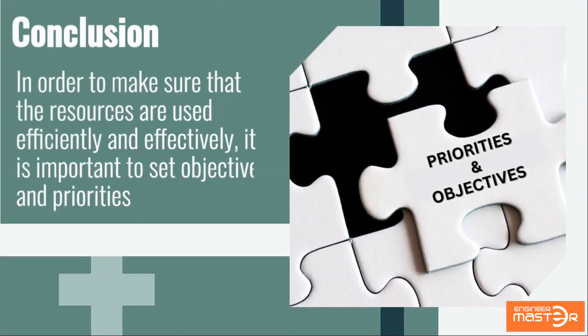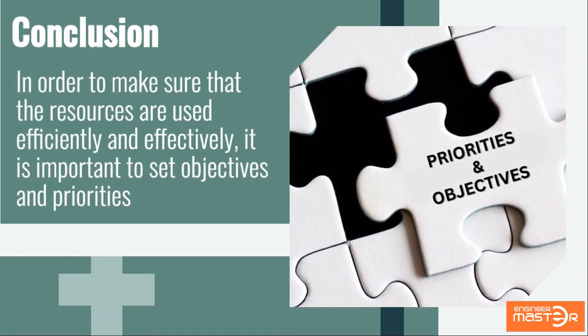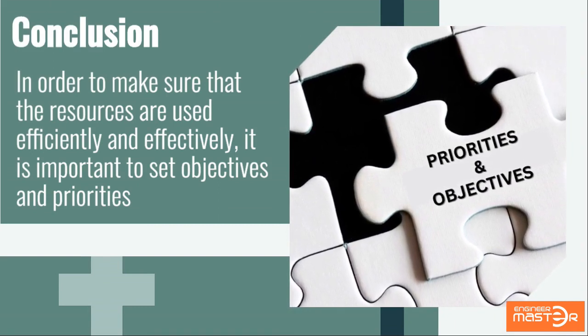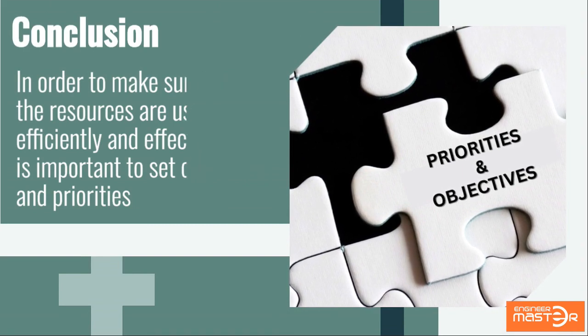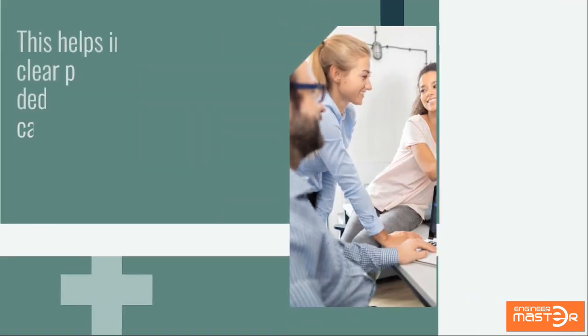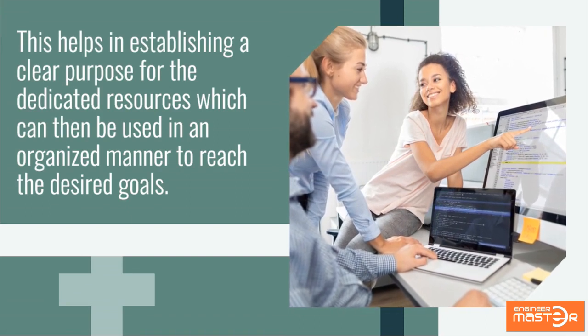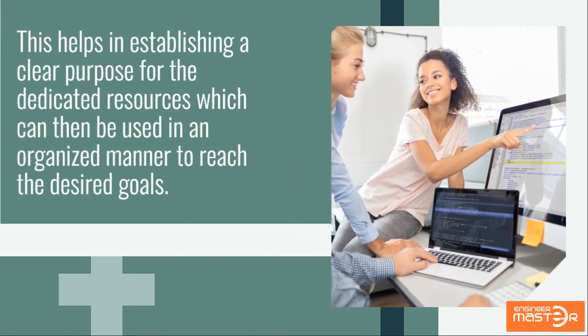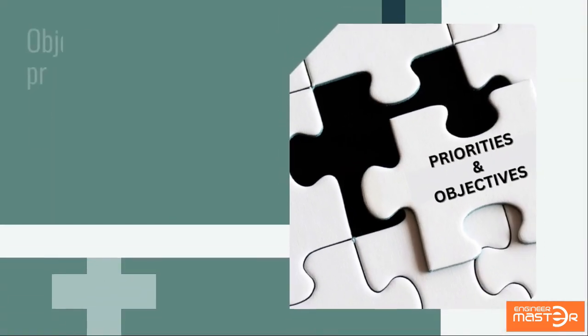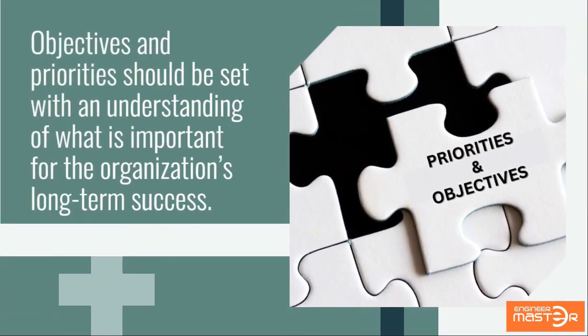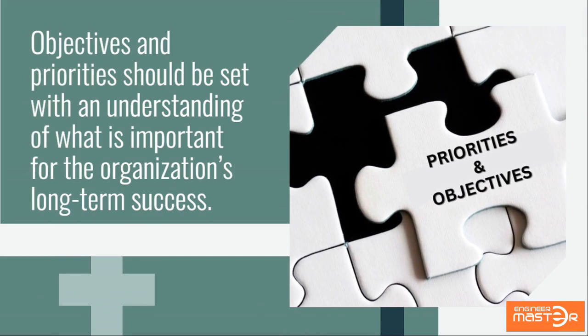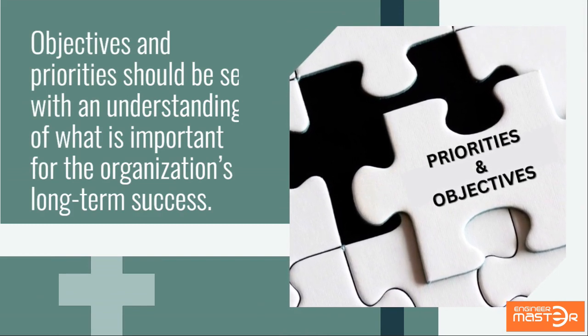Conclusion. In order to make sure that the resources are used efficiently and effectively, it is important to set objectives and priorities. This helps in establishing a clear purpose for the dedicated resources, which can then be used in an organized manner to reach the desired goals. Objectives and priorities should be set with an understanding of what is important for the organization's long-term success.